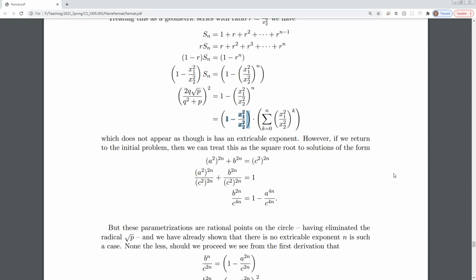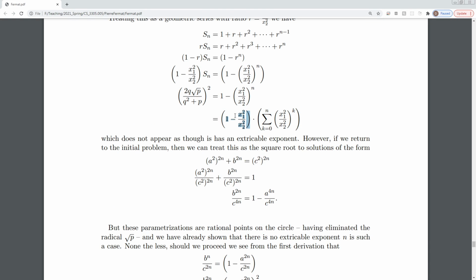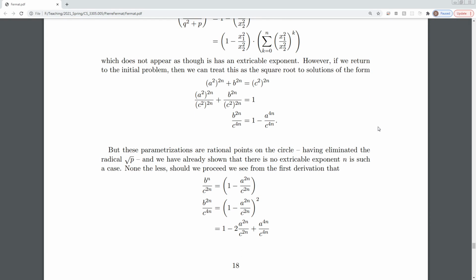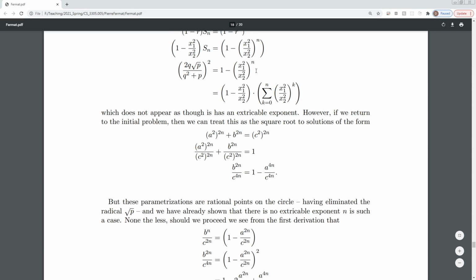But if we... and so this becomes our b over c squared term, right? But we can try to find some solution to this, so it doesn't appear as though we're going to be able to get it in this direction.